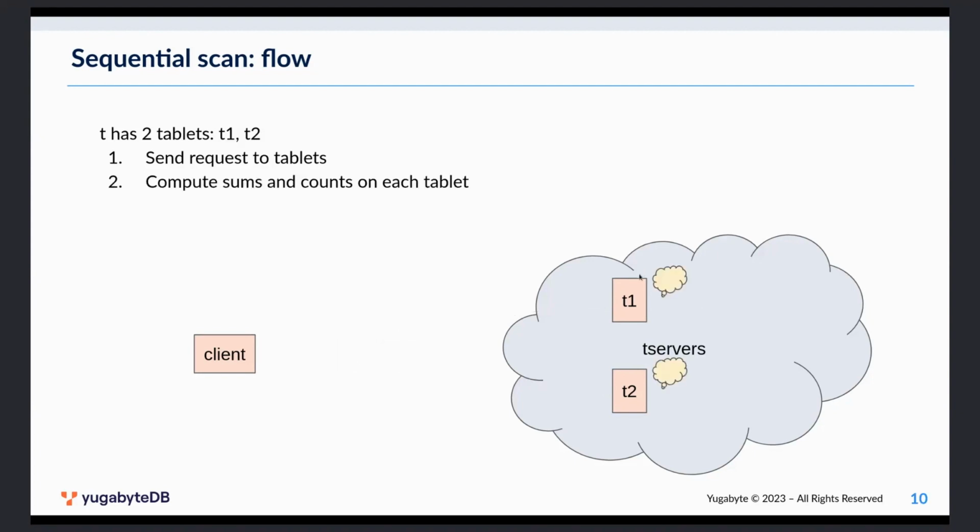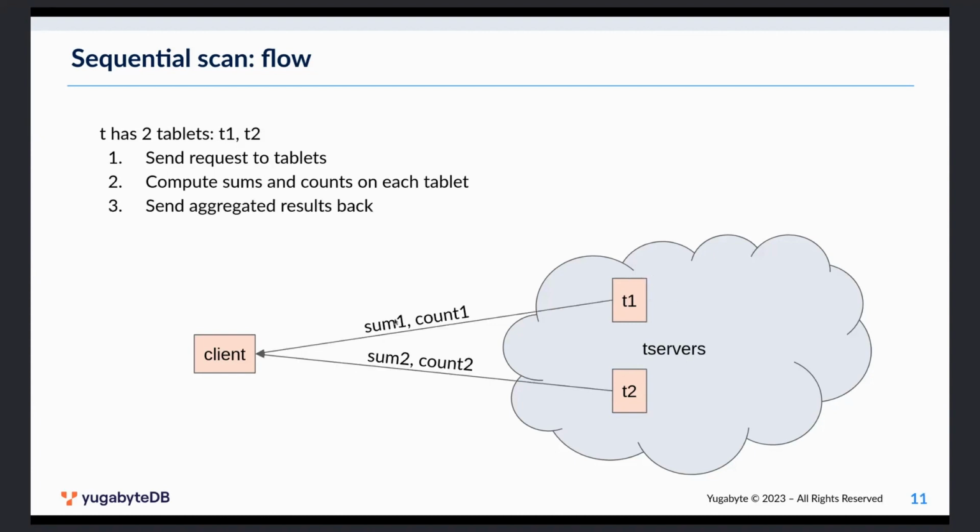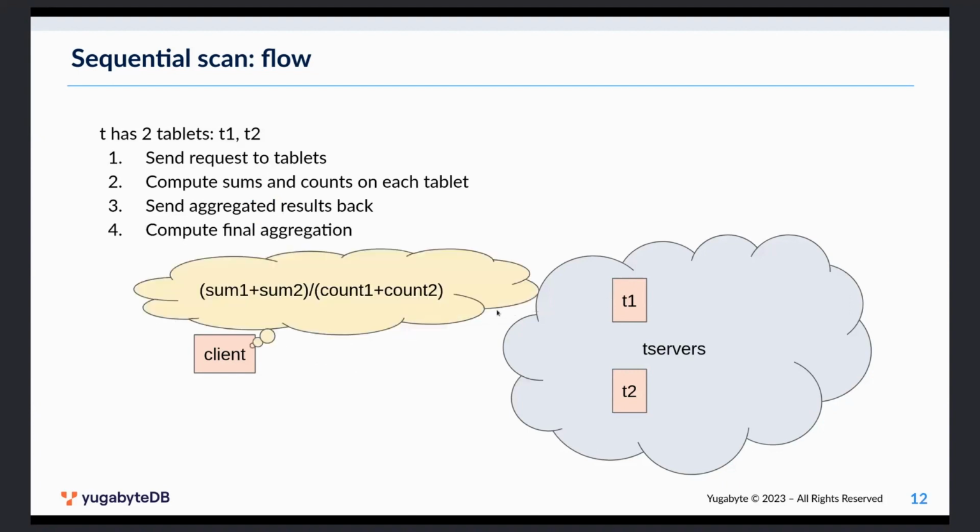Then on the storage side, we'll be computing the sums and the counts. Then we send those sum and count back, and then finally compute the aggregate. And we have to do it this way because average is a little tricky. The counts might not be the same on both tablets.